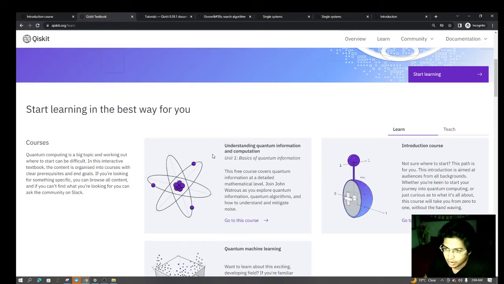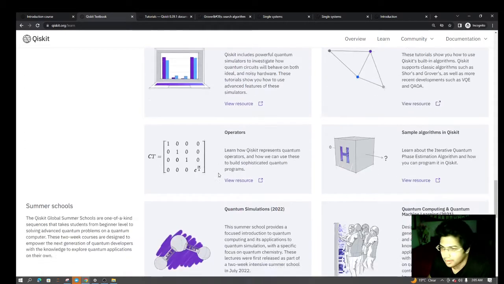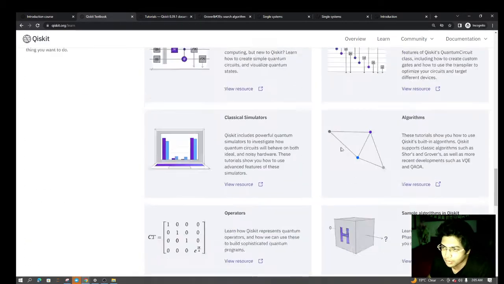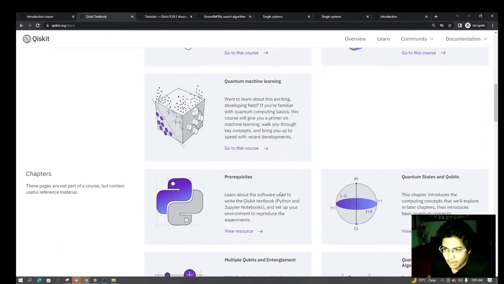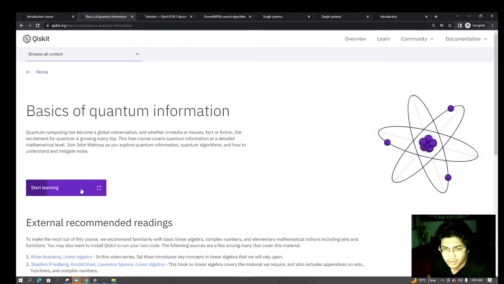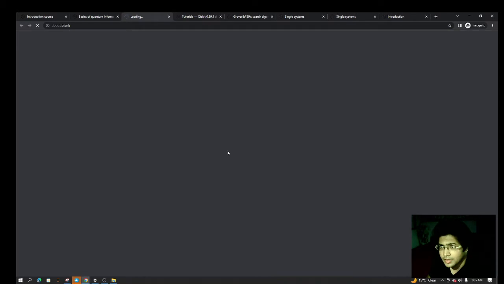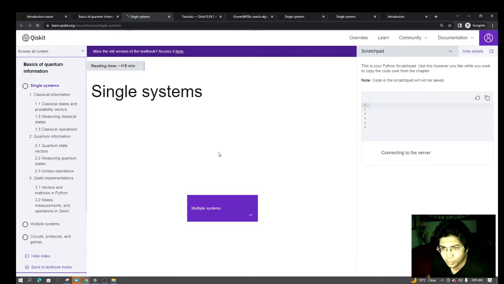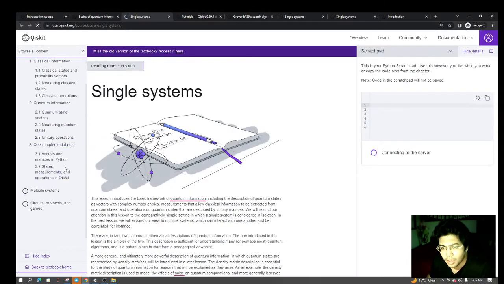So currently, I am on IBM Qiskit's learning page, and they have a lot of resources on here. They have linked their YouTube channel, and they have their Qiskit Medium blog. But the first thing we should go through is the Understanding Quantum Information and Computation section. Once you go to the section, it will take you to a couple of chapters.